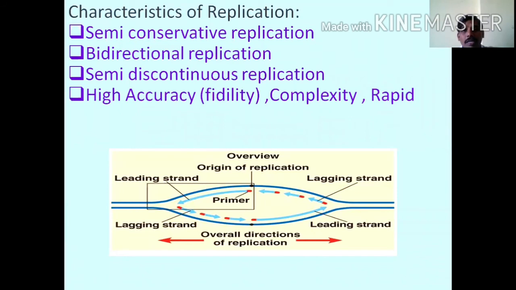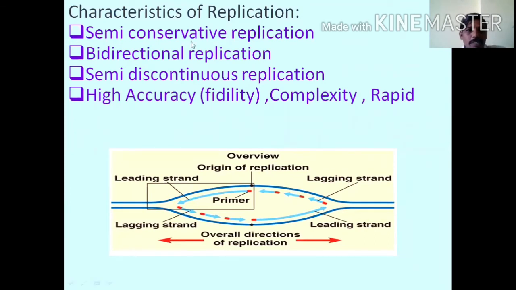Next, in prokaryotes, the replication process has four characteristics. One is that it is a semi-conservative replication model. Another one is bidirectional replication. The third one is semi-discontinuous replication. And the fourth one is high accuracy, complexity, and a rapid process.